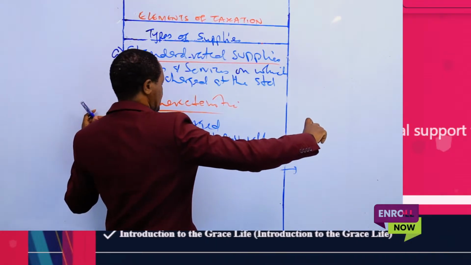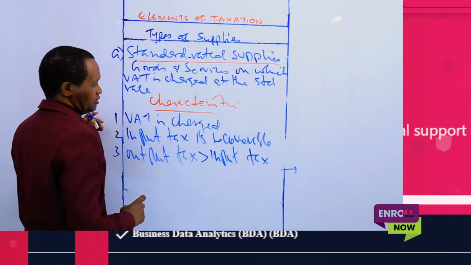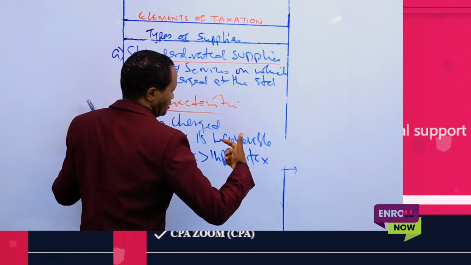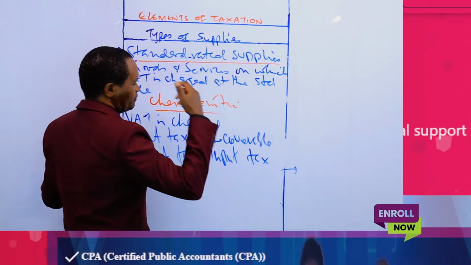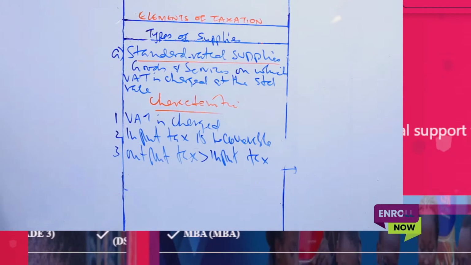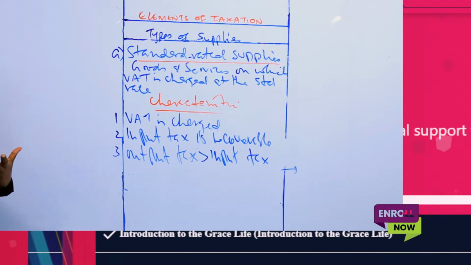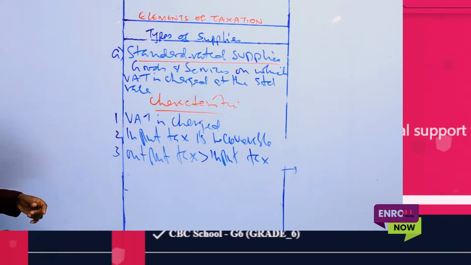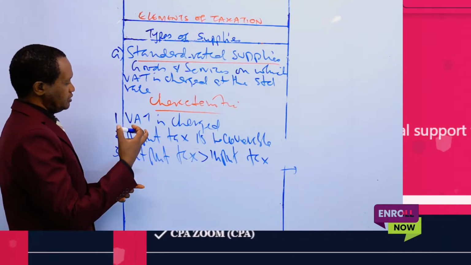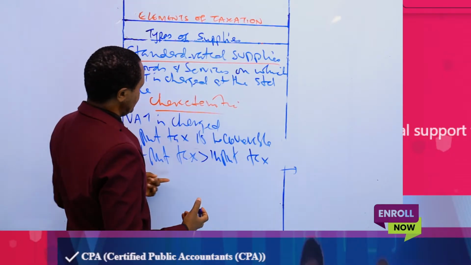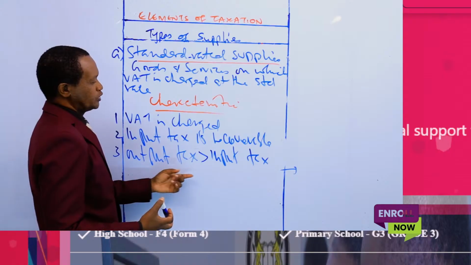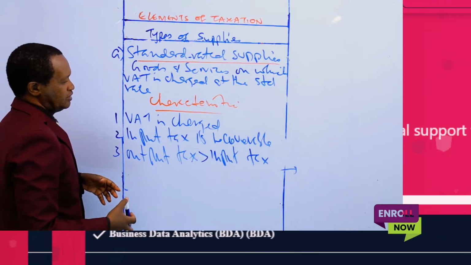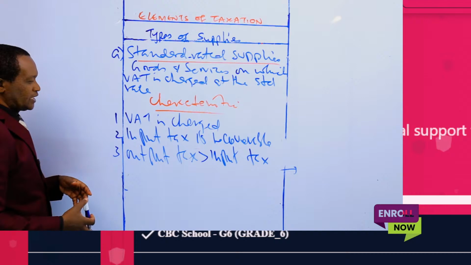So output tax should be greater than the input tax. Then if that happens, the VAT registered person is required to pay. There will be money that will be remitted to KRA because the output tax is greater than the input tax. But if the input tax is greater than the output tax, then there is no money that will be paid to the government. It is the government now to refund the registered taxpayer.